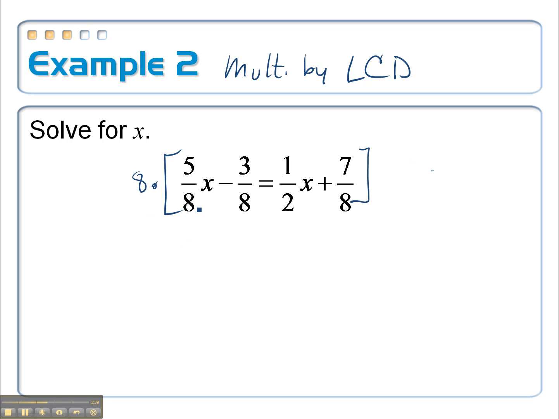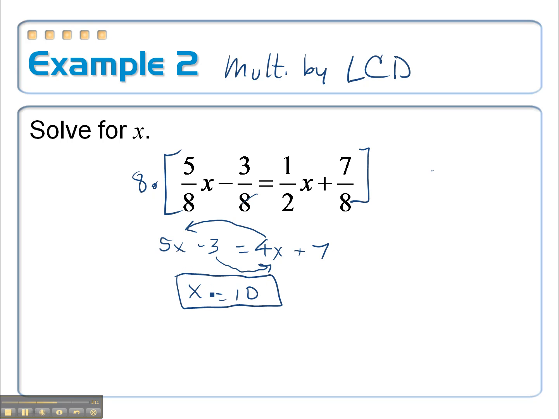So here the 8's will cancel and I'll be left with just 5x. The 8 will cancel on the denominator on this one, leaving me with minus 3 equals, this time 1/2 times 8 is 4x plus, and then the 8 on the bottom will cancel, leaving me with 7. Get these 4x's over here, so I'll have to subtract them, leaving me with just 1x. Add the 3 over to this side, leaving me with 10. X equals 10 is the answer.